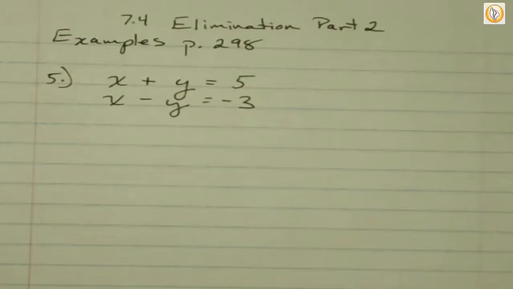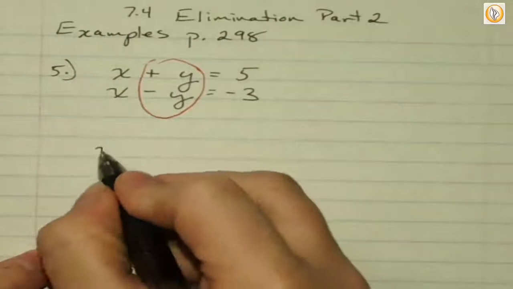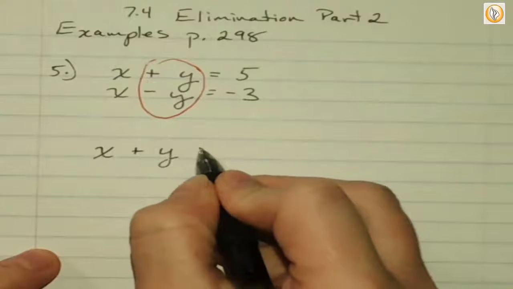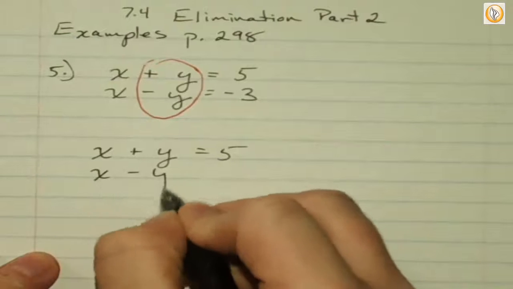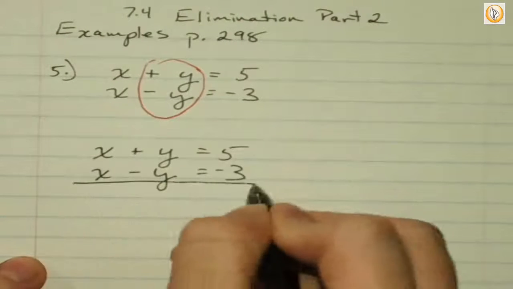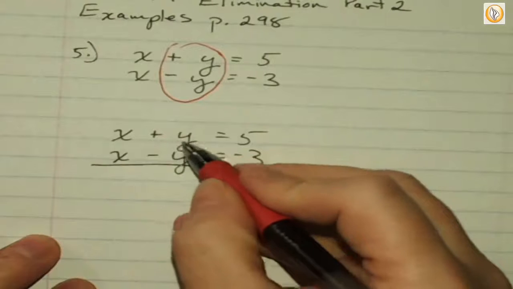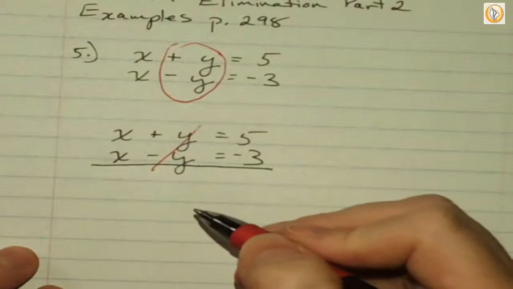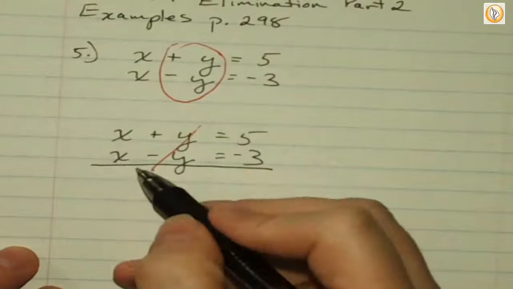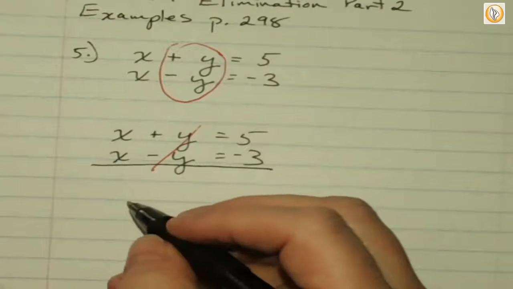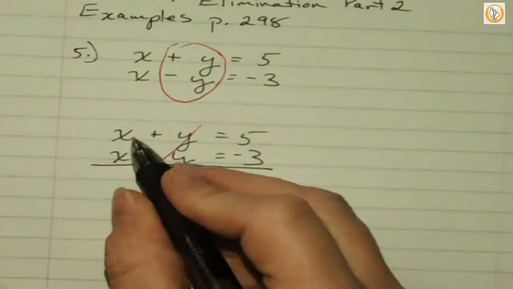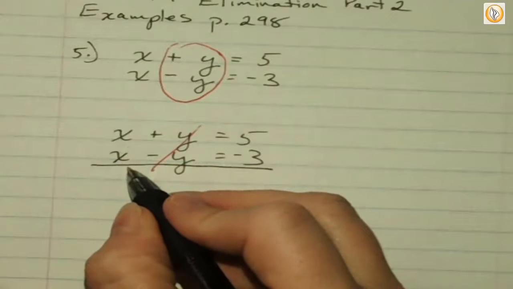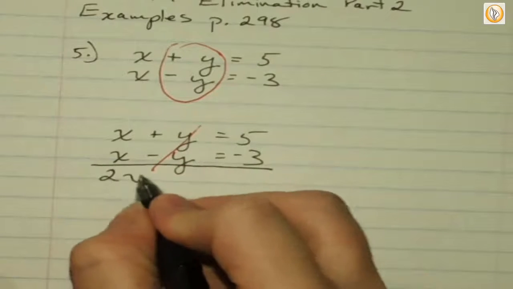Raise your hand if you can tell me what would be the most appropriate way of eliminating. Aiden. Eliminating y. Yeah, it's already set up for you. So I'm going to go ahead and rewrite this. x plus y equals 5, and x minus y equals negative 3. Yes, we can eliminate that. y minus y is nothing. So then x plus x is what, Cecilia? x plus x, 2x. Very good.